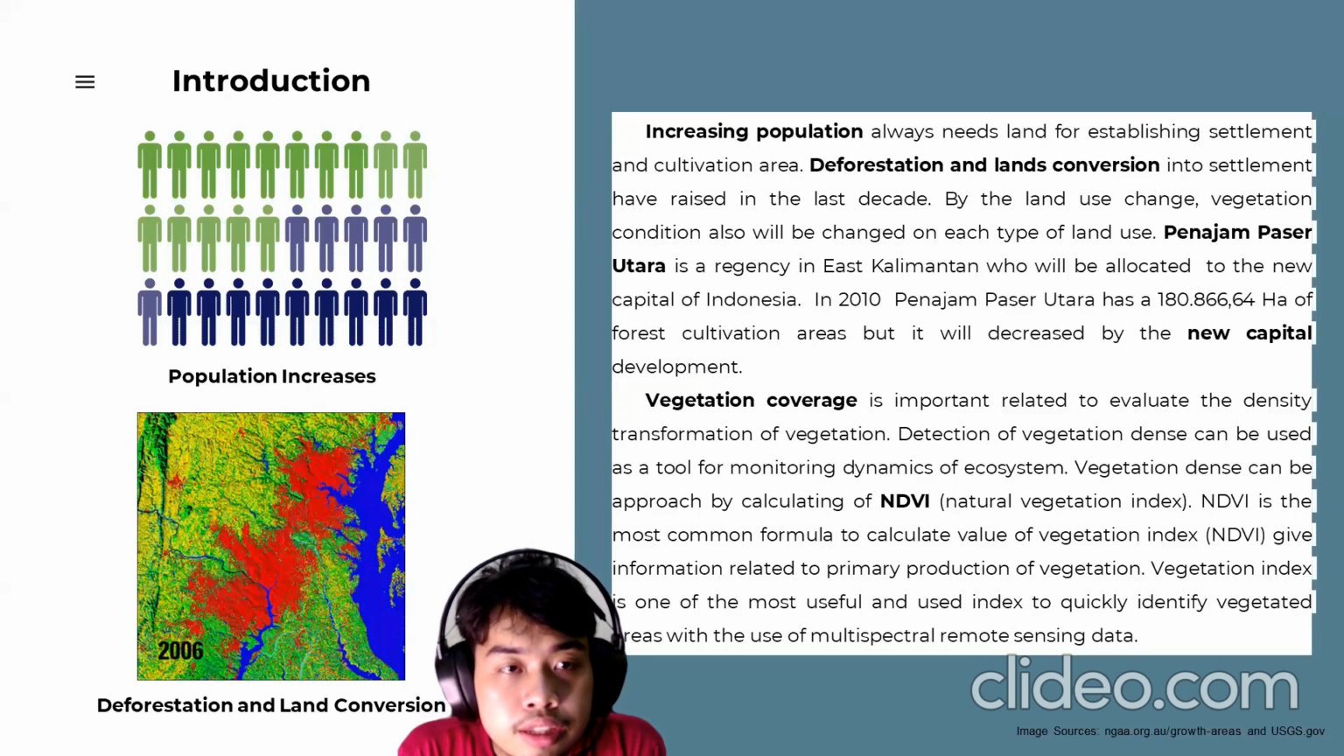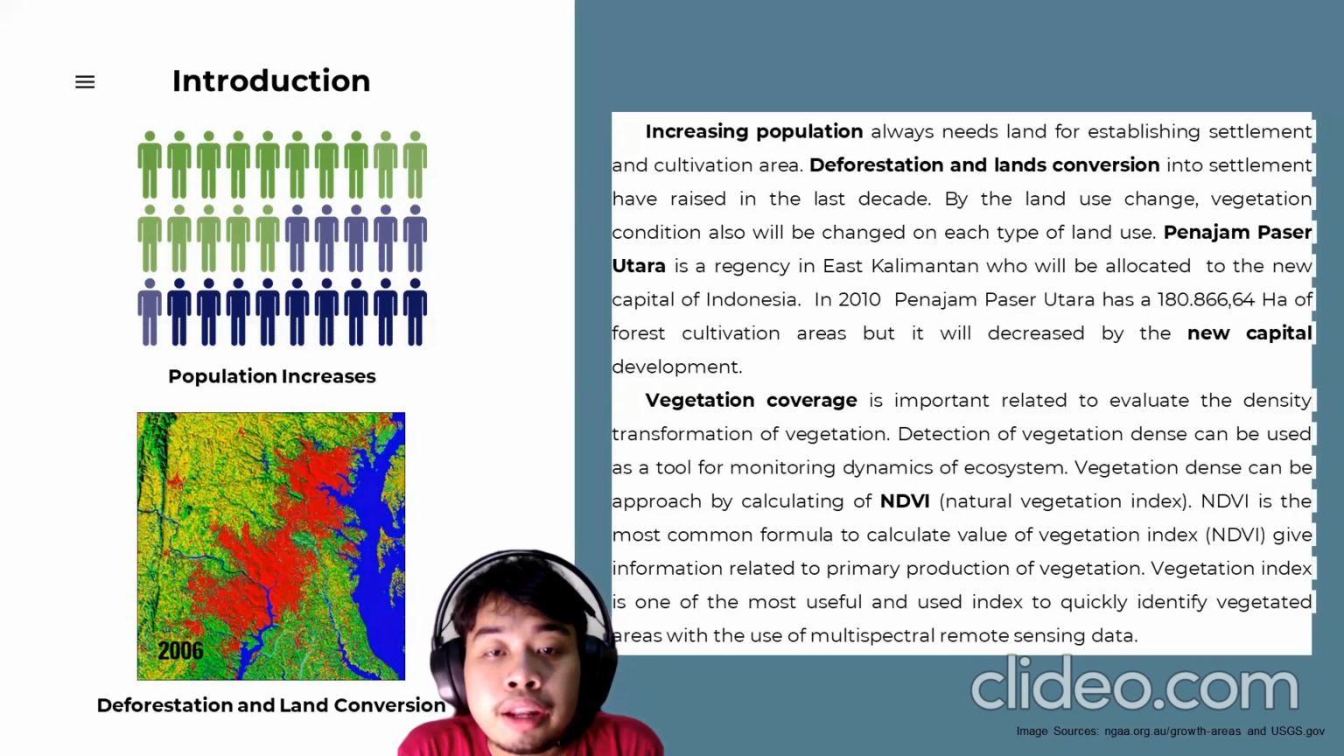The first part is introduction. The increasing population always needs land for establishing settlement and cultivation area. Deforestation and land conversions into settlement have risen in the last decade. But the land use change, vegetation condition will also be changed depending on its type of land use.